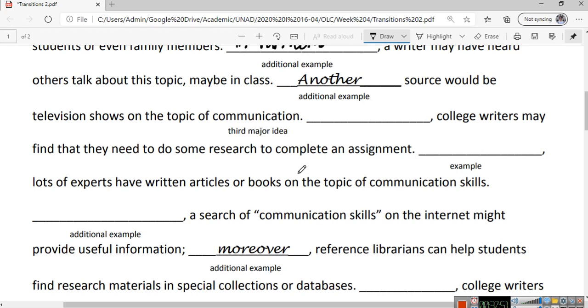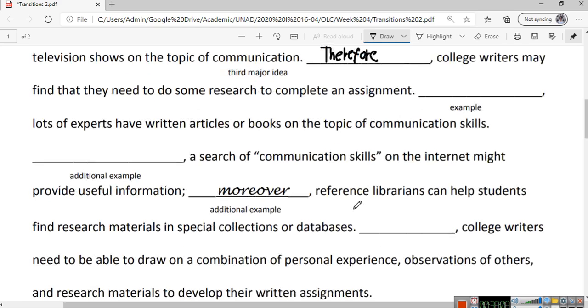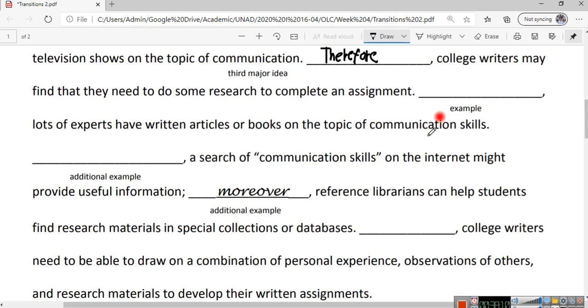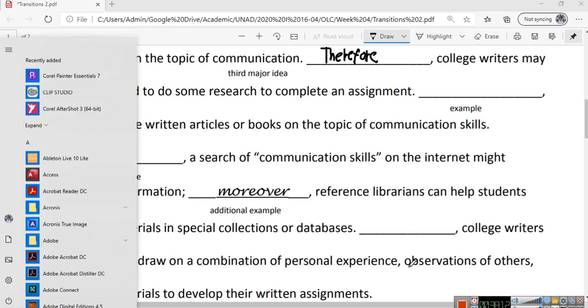Therefore, let's look at it. Therefore, college writers may find that they need to do some research to complete the assignment. Very good, you got it. Now, example, so I need to make an illustration. Let's refer to illustration again.